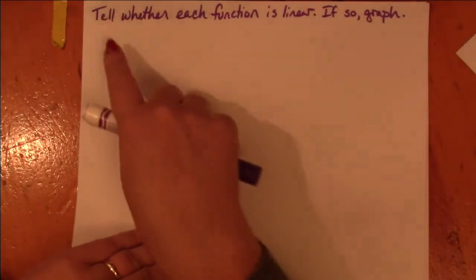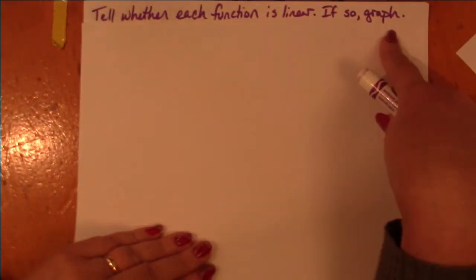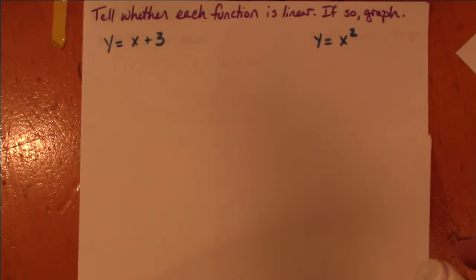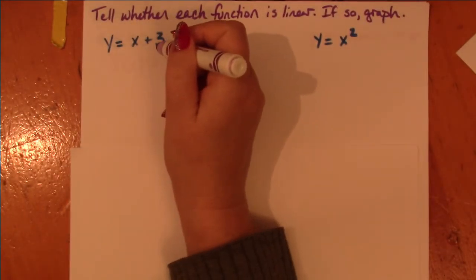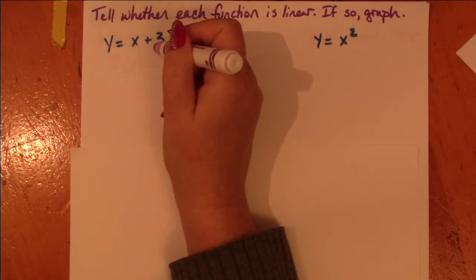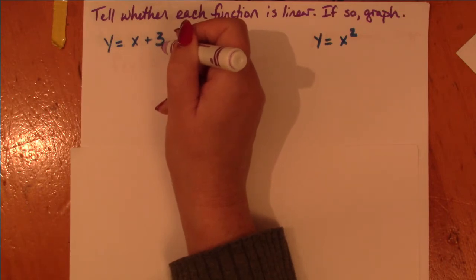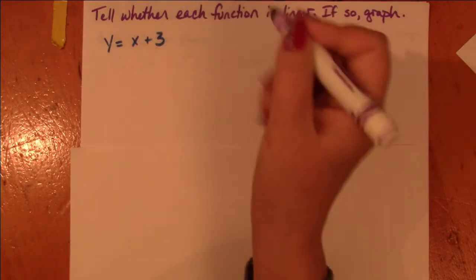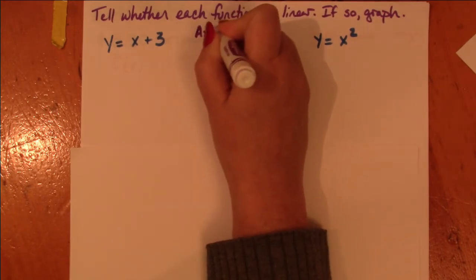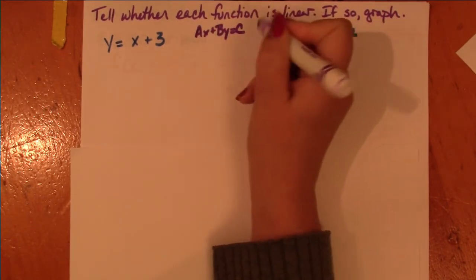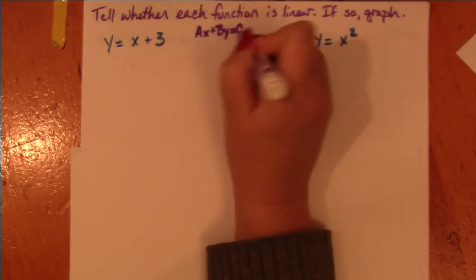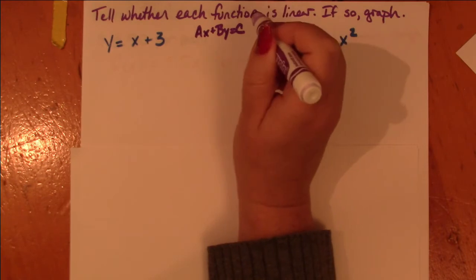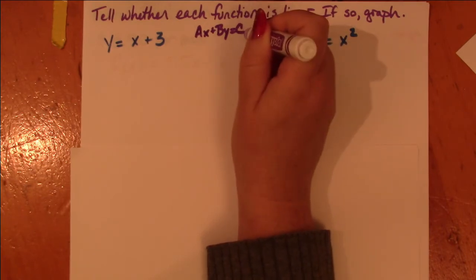So the question for this section: tell whether each function is linear, and if so, graph. So we've got two sample equations here, y equals x plus 3. The first thing we're going to do is try and write it in standard form. Standard form, remember, is ax plus by equals c. And if I can write it in this form, and there are no exponents of x or y, then I know that it is a linear function.